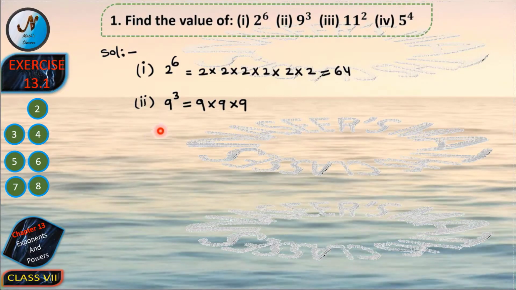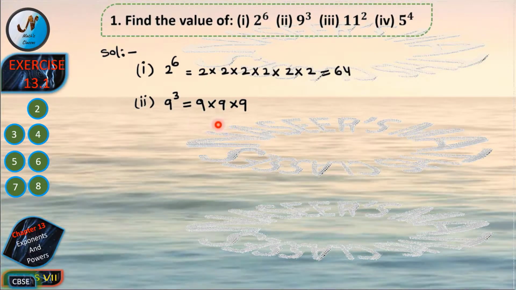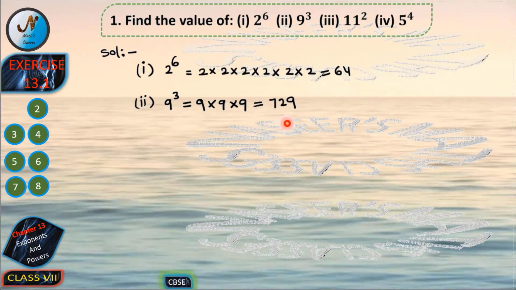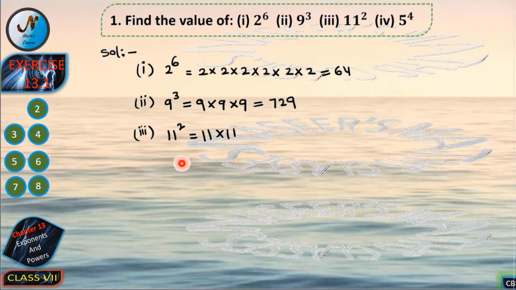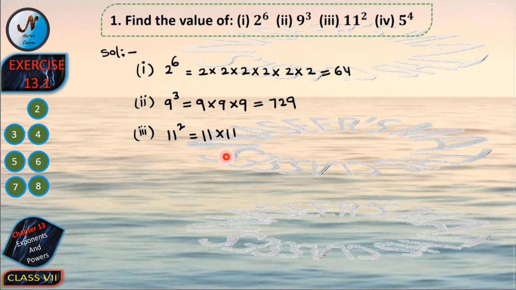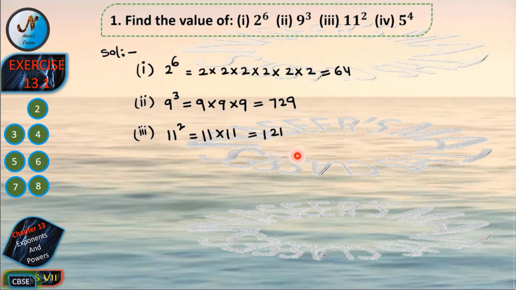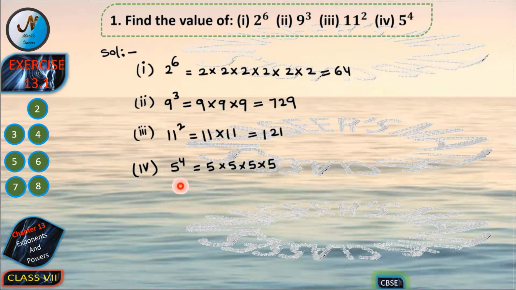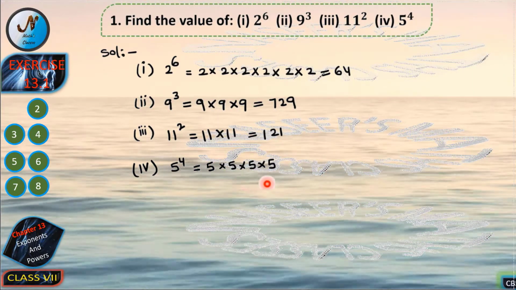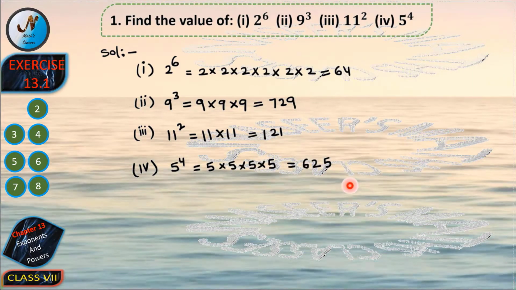Next second one is 9 cube. 9 cube means 9 is multiplied 3 times, which is equal to 729. Next third one 11 square. 11 square means 11 is multiplied 2 times. So it is written as 11 11s are 121. Next 5 power 4 means 5 is multiplied 4 times, so which is equal to 625.